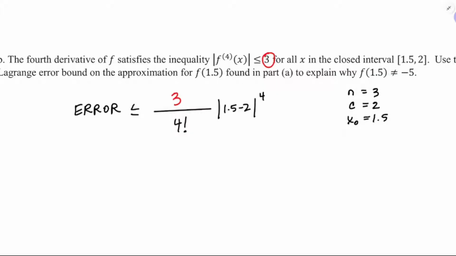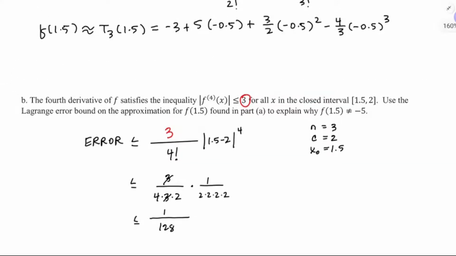Now, we need to show why this is not equal to -5. And that's a little bit more challenging, like I said, and that's why it's good for homework, maybe more so than a quiz or a test. So 3 over 4 factorial times the absolute value of 1.5 minus 2, which is a half, to the fourth power. So that would be 1 over 4 powers of 2. Okay, so 3 over 3 here. Okay, so this is less than or equal to 1 over 4, 5, 6, 7 powers of 2. Okay, 2, 4, 8, 16, 32, 64, 128.